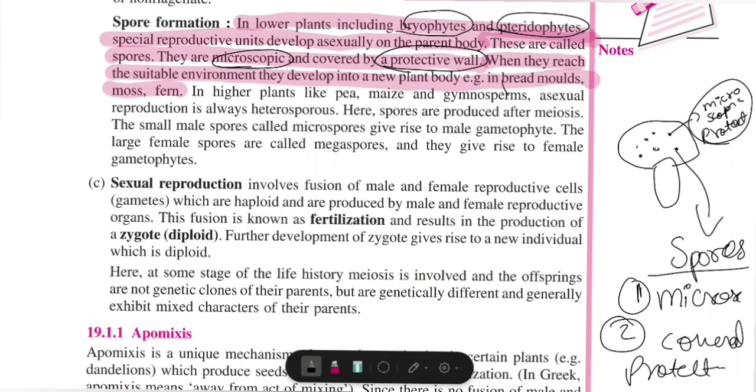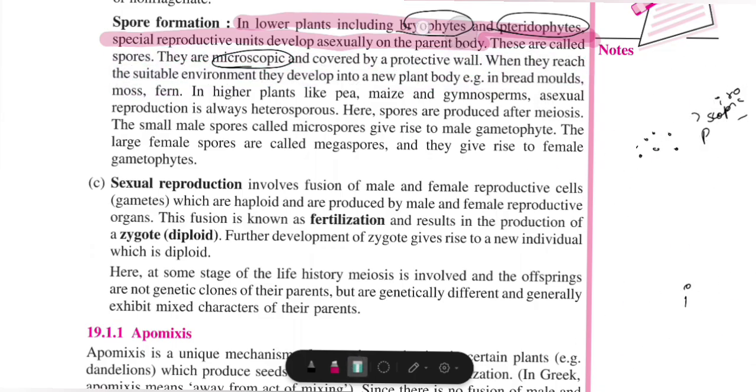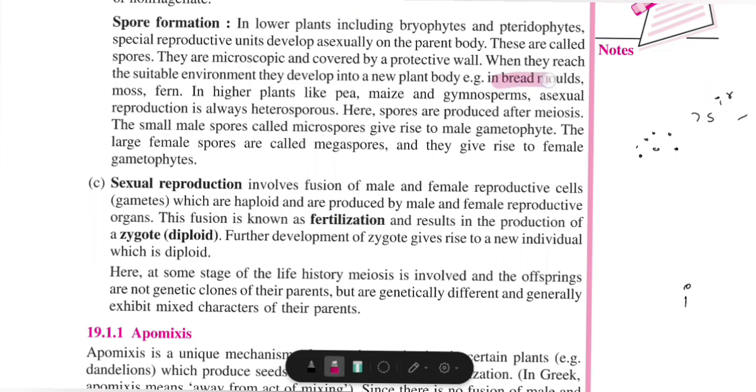Now what happens is that these spores are formed on the parent body. When they reach a suitable environment, they develop into a new plant body. So when the environment is suitable, they turn into a new plant body. And we have three examples here. The first one is bread molds, the second one is moss, and the third one is fern.